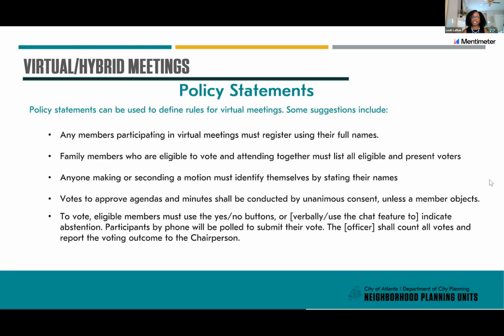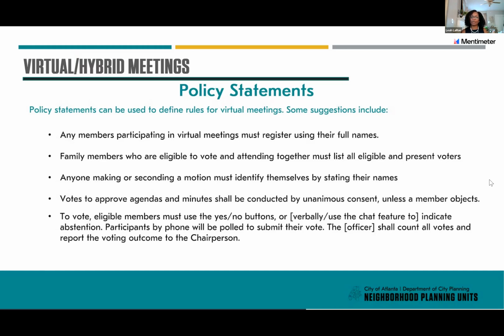Votes to approve agendas and minutes should be conducted by unanimous consent unless a member objects. I'm happy to talk more about that, but there is a lot of time wasted in NPU, Neighborhood Association, Business Org meetings around approving agendas, minutes, and other routine items that could definitely be done by unanimous consent.